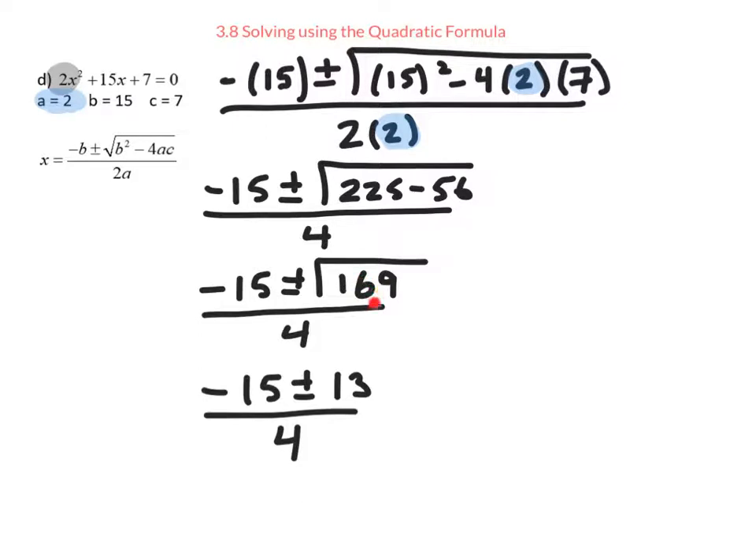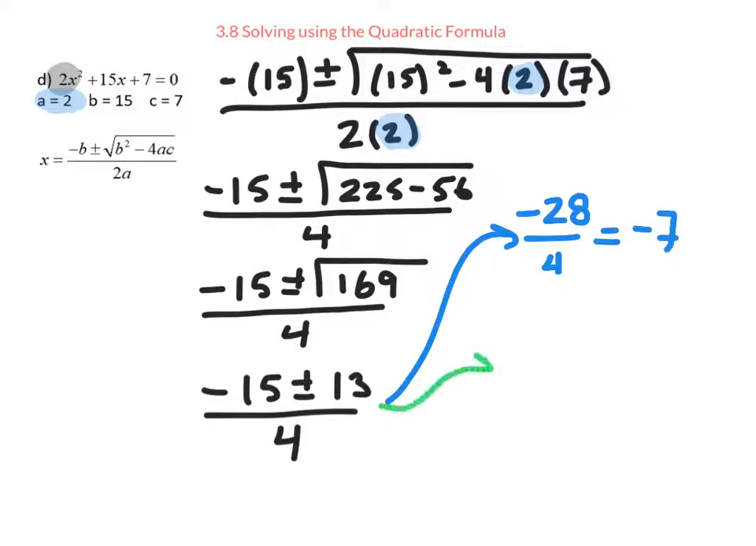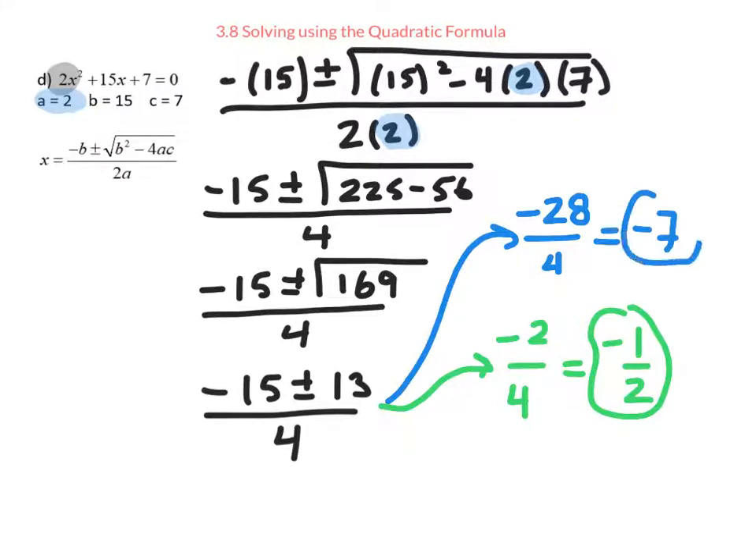The square root of 169 is 13. And again, let's find the two values from this. So we have the case where it's the negative 13. That would be negative 28 divided by 4, which is negative 7. And we would also get the case where it would be positive 13. So we'd get negative 2 over 4, and so we get a second answer there. So one answer here, and then the other is the negative 7.